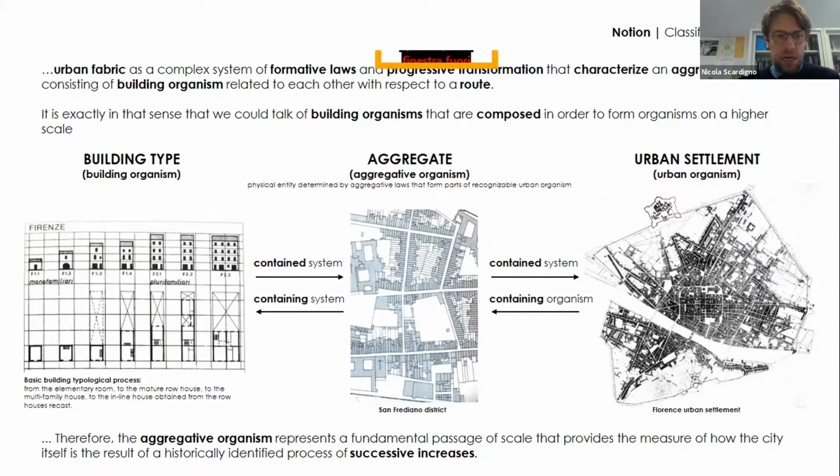So we can easily say that the aggregative organism represents a fundamental passage of scale that provides the measure of how the city itself is the result of a historically identified process of successive increases.